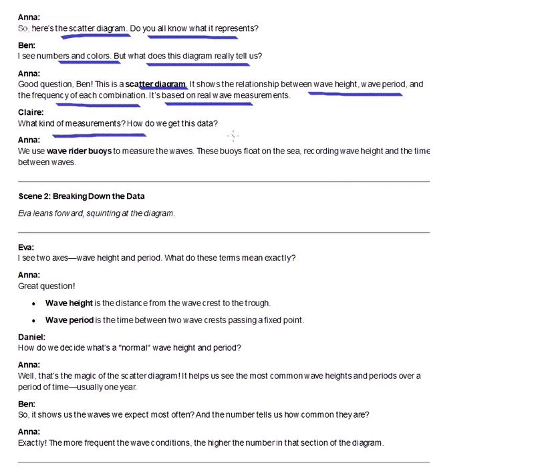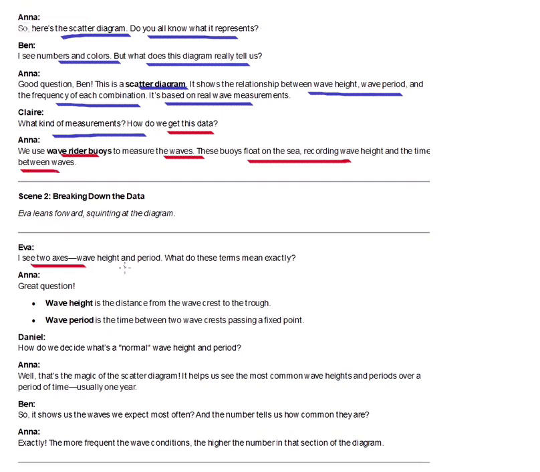What kind of measurements? How do we get this data? We use wave rider buoys to measure these waves. These buoys float on the sea and record the wave height and the time between the waves.